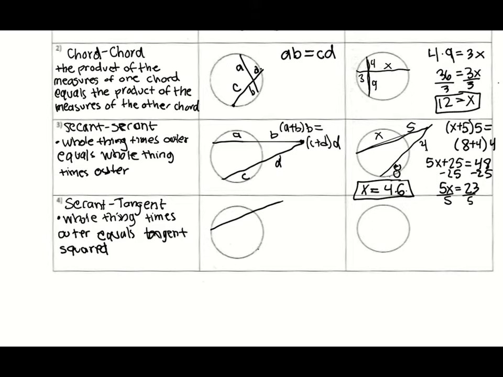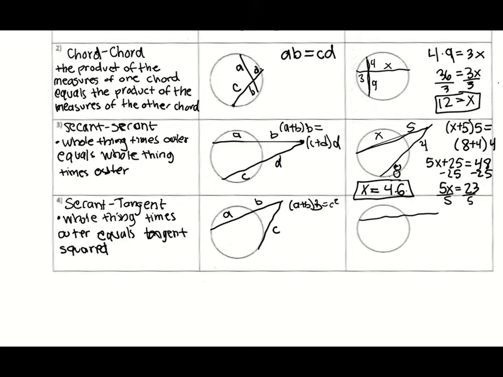Okay, so if we draw our secant here, and then we have a tangent line. Remember, tangent only hits one point on our circle. So we have A, B that make up our secant, and then our tangent is going to be line C. So our whole secant, A plus B, times the outer piece, which is B, equals the tangent squared. Our tangent is C, so that equals C squared. So we have (a + b) times b equals c squared.